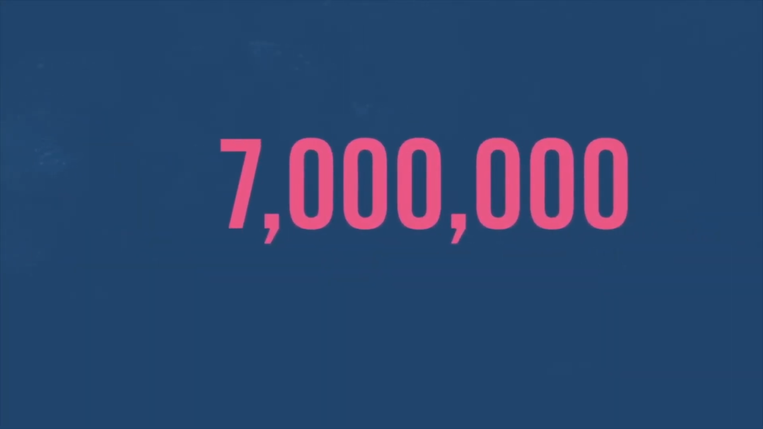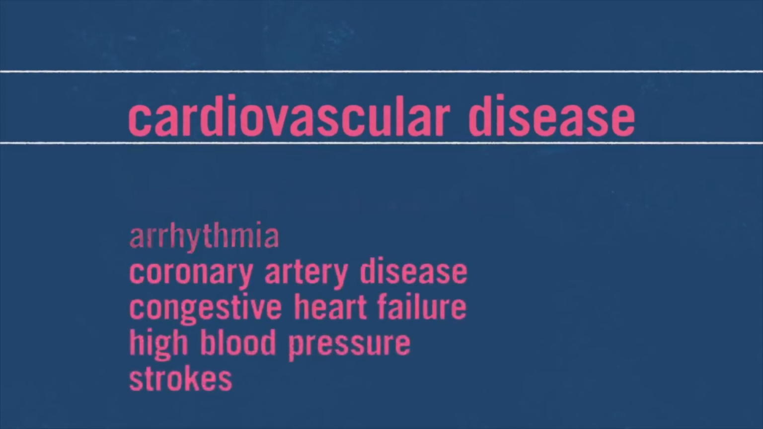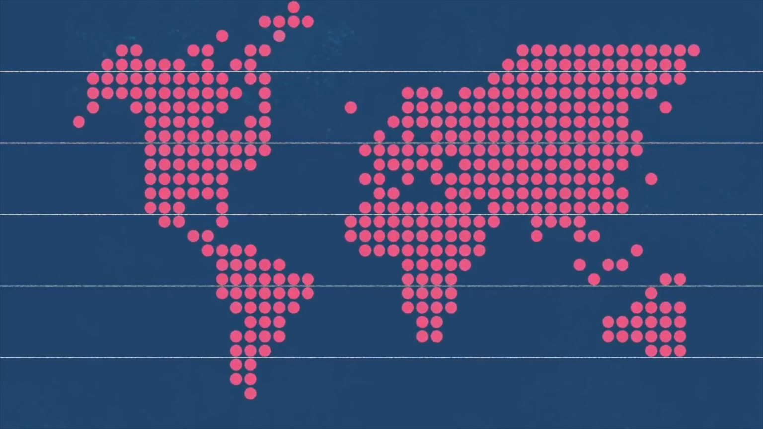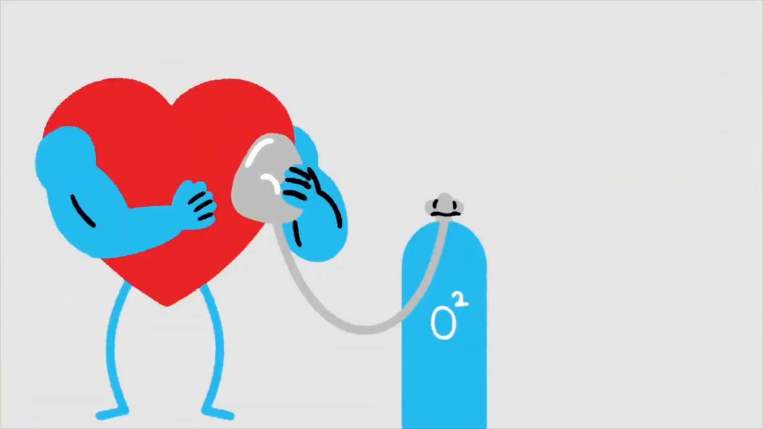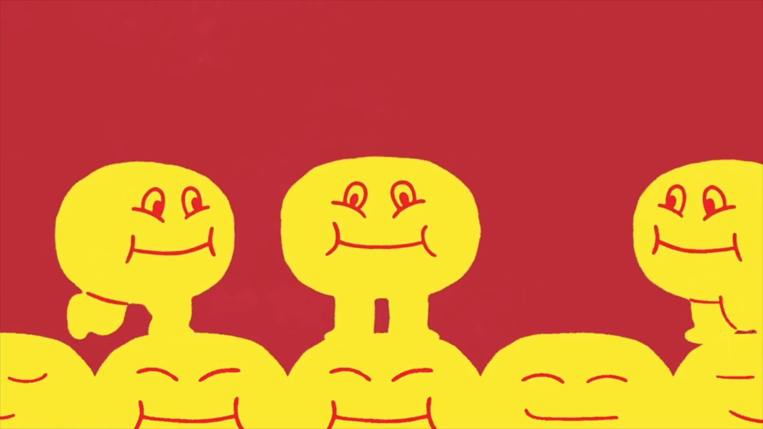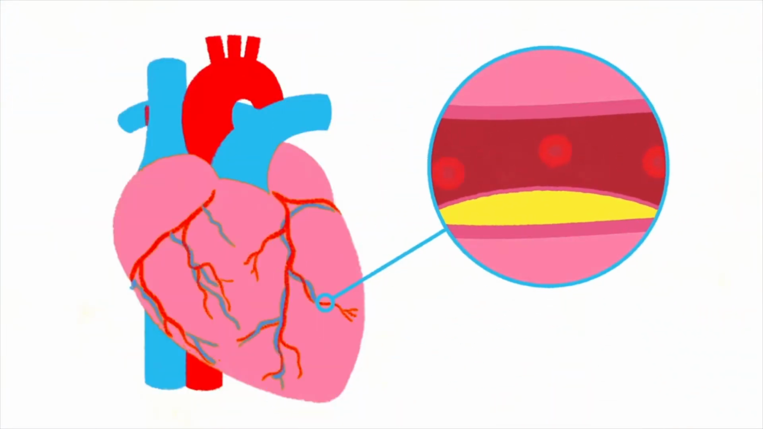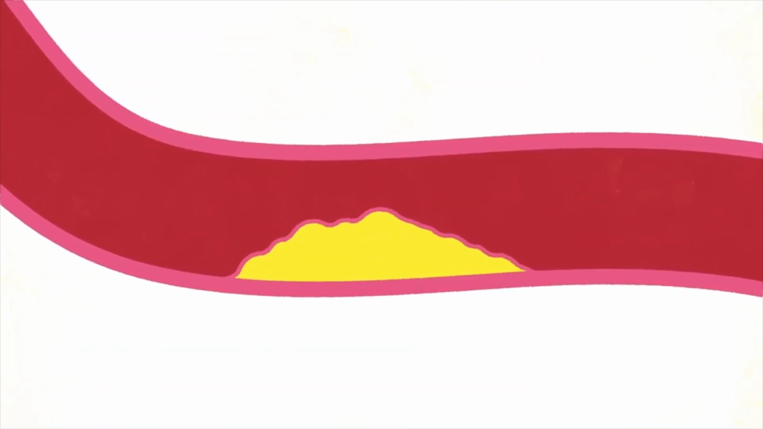Approximately 7 million people around the world die from heart attacks every year. And cardiovascular disease, which causes heart attacks and other problems like strokes, is the world's leading killer. So what causes a heart attack? Like all muscles, the heart needs oxygen, and during a heart attack, it can't get enough. Fatty deposits, or plaques, develop on the walls of our coronary arteries. Those are the vessels that supply oxygenated blood to the heart. These plaques grow as we age, sometimes getting chunky, hardened, or inflamed. Eventually, the plaques can turn into blockages.